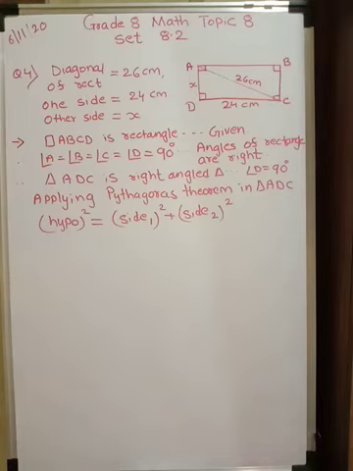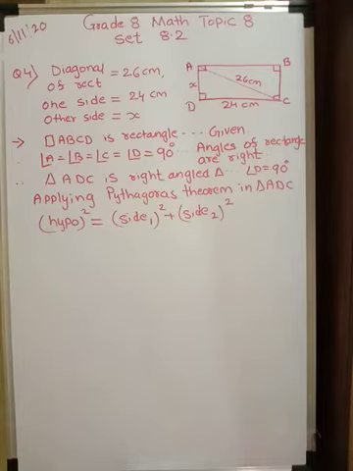First 3 questions were related to construction, which we have already done. Now let's go to the fourth question. Now see, the question is, I'm just reading it for you from your textbook. If diagonal of a rectangle is 26 centimeter and one side is 24 centimeter, find the other side.